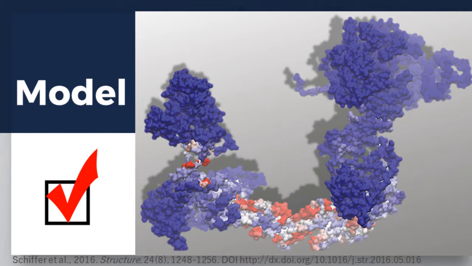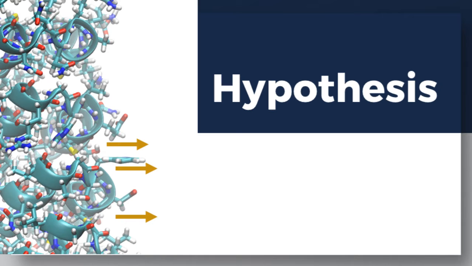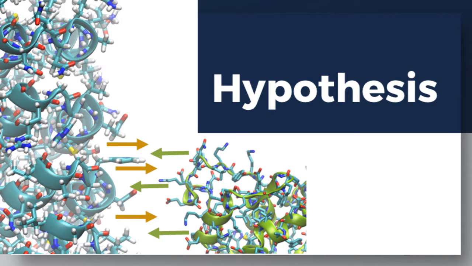While we have a model for how ASB9 binds with creatine kinase, we are not sure how the dynamics of ASB9 impact binding to creatine kinase, and that's the main objective of my research: to understand the protein-protein interactions of ASB9 and creatine kinase. My hypothesis is that the more extended the residues from ASB9, the more solvent accessible the residues that bind with creatine kinase, and thus the better ASB9 binds with creatine kinase.